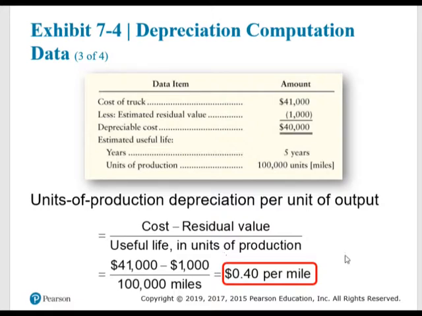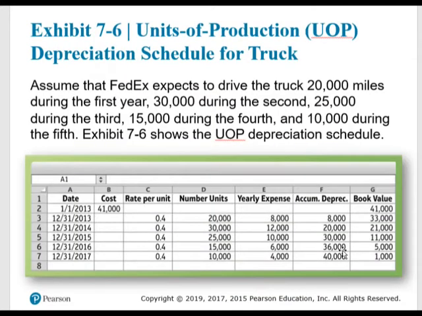In this example, the per unit cost comes to 40 cents a mile. 41,000 minus 1,000 divided by 100,000 miles gives you 40 cents per mile. Depreciation expense will vary according to use. Greater use gives greater depreciation expense, as you can see here.